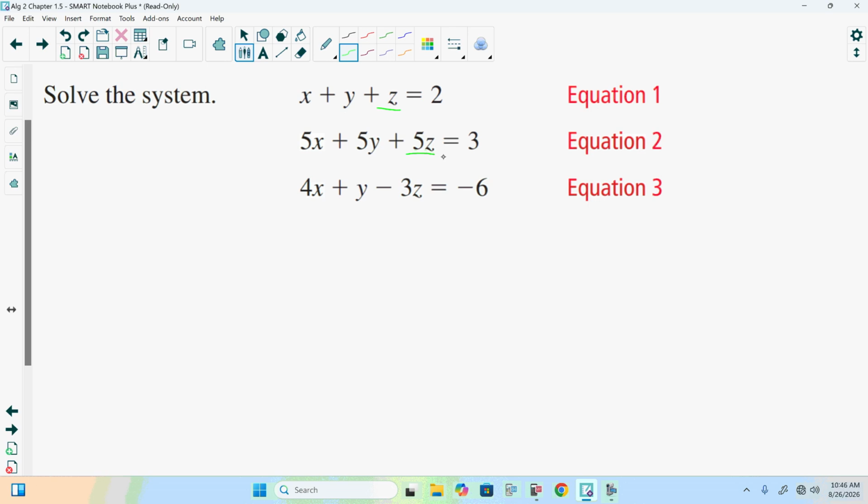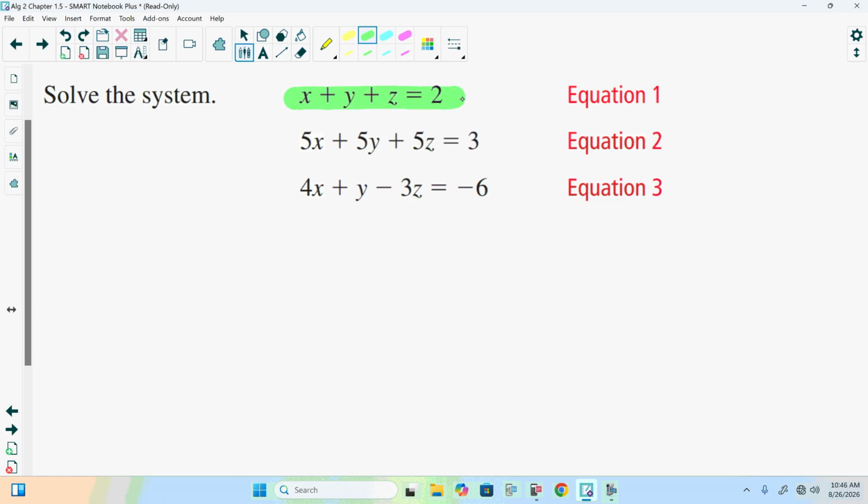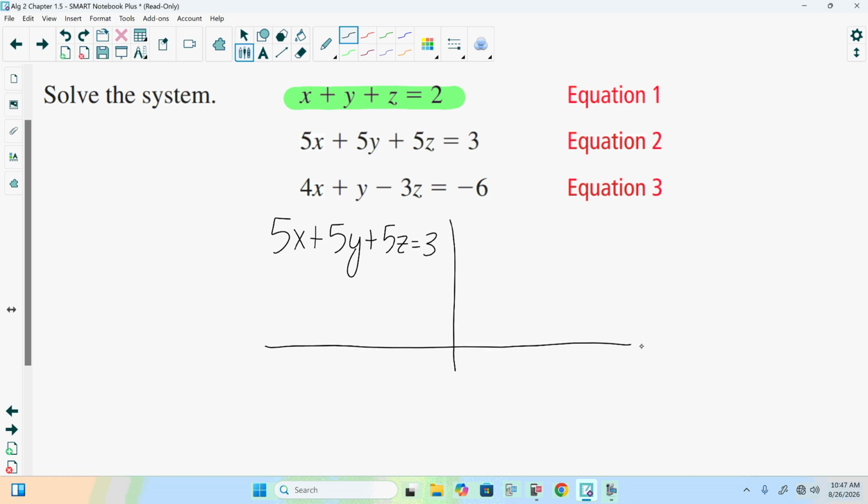X, y, or z, which one do we want to eliminate first? X. We can go with x. And since we're doing x, we want to pick the eliminator equation, the one that we are able to turn into the other 2 x's, so we want the 1x. Now, the non-eliminator equations, we're going to write underneath. 5x plus 5y plus 5z is equal to 3. 4x plus y minus 3z equals -6.